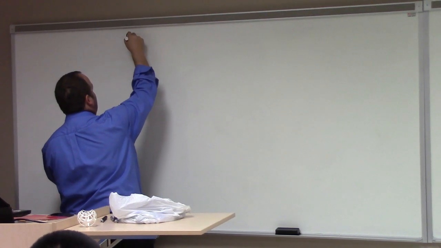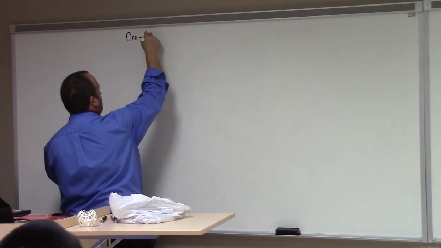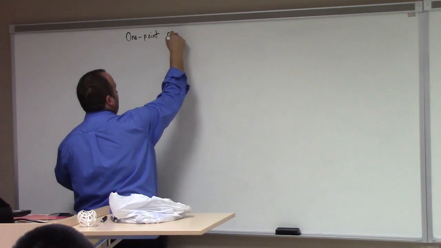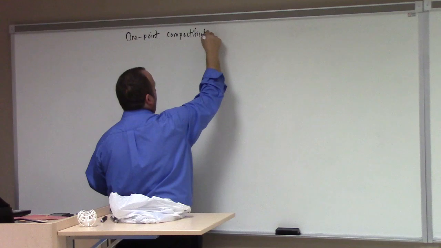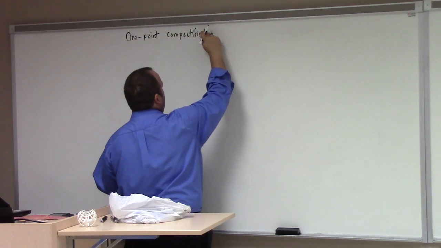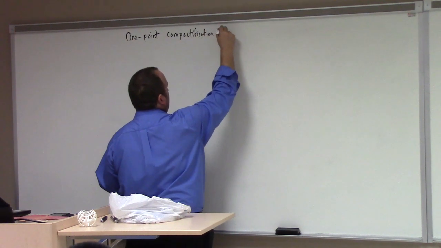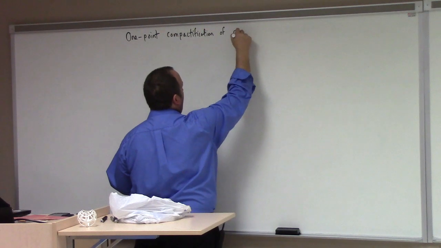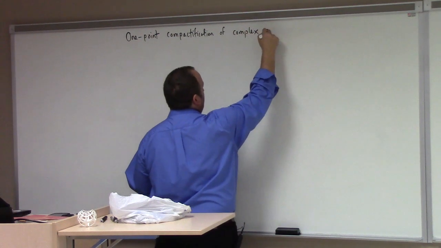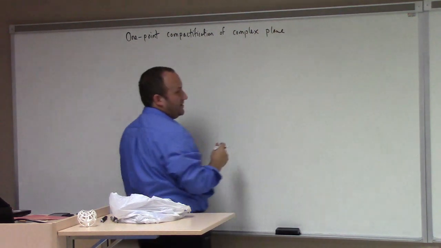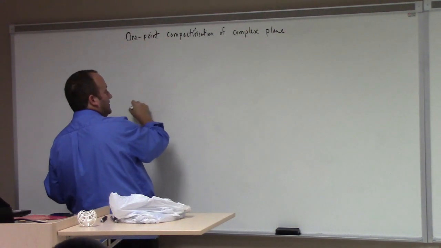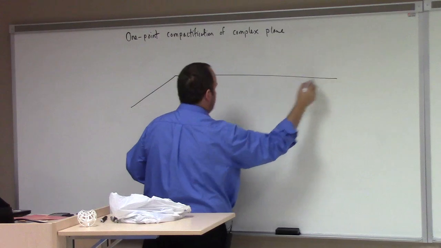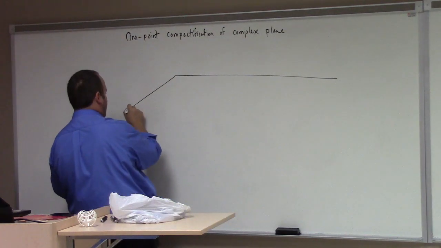Okay, so the time has come for me to take a topological perspective, this is the one-point compactification of the complex plane. Now, let me draw a picture. The basic idea is to trade the complex plane, all right?